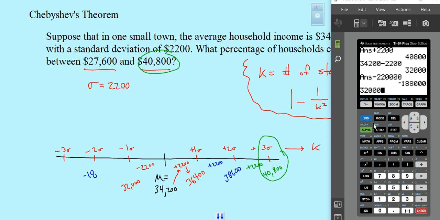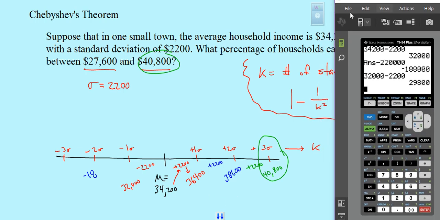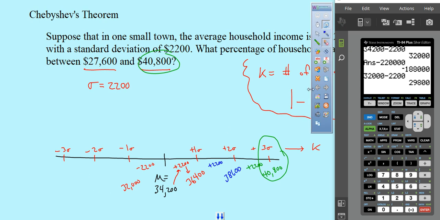Go right there. So 32,000 minus 2,200, and that gives me 29. I have to move some stuff around real quick because of my little clerical error there. Erase that. So that puts me at, I subtract 2200. So I go from here, I subtract 2200. That brings me to this value right here, which is 29,800.